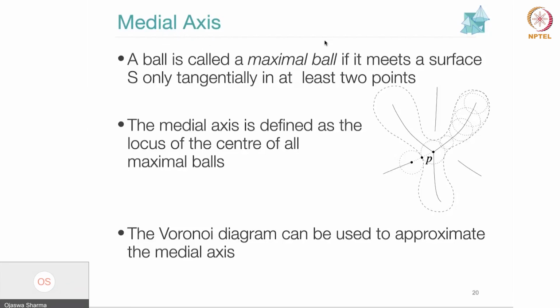Now the Voronoi diagram, because it is defined using the bisectors, can be used to approximate the medial axis. Medial axis is a very well-known structure in geometry. The Voronoi diagram can be used to approximate the medial axis because, by construction, the Voronoi diagram takes the bisectors of the primitives, right?